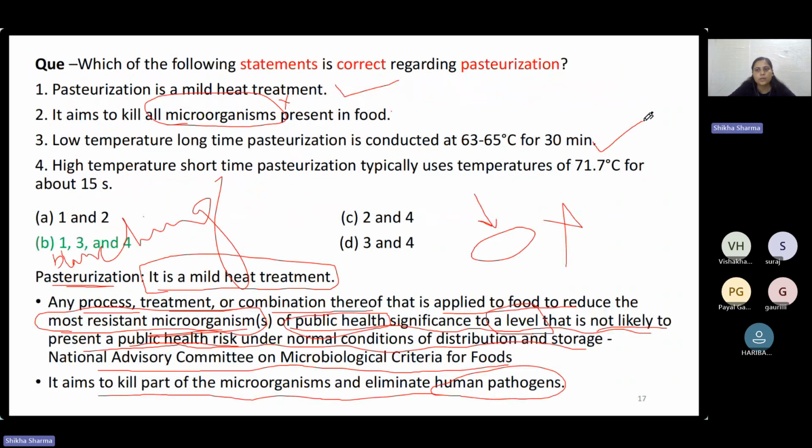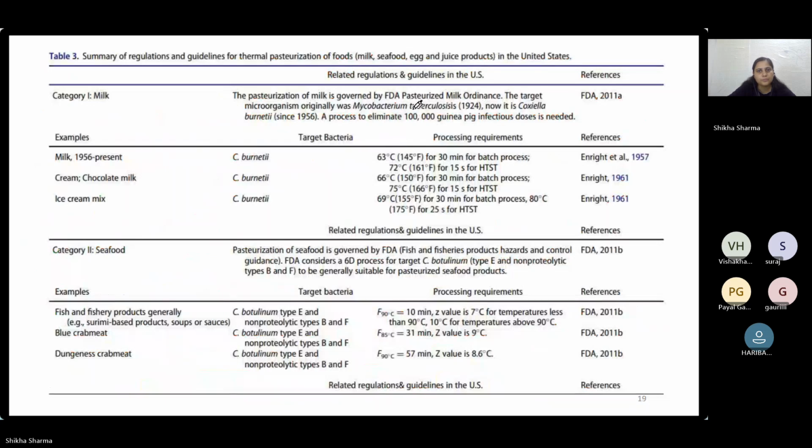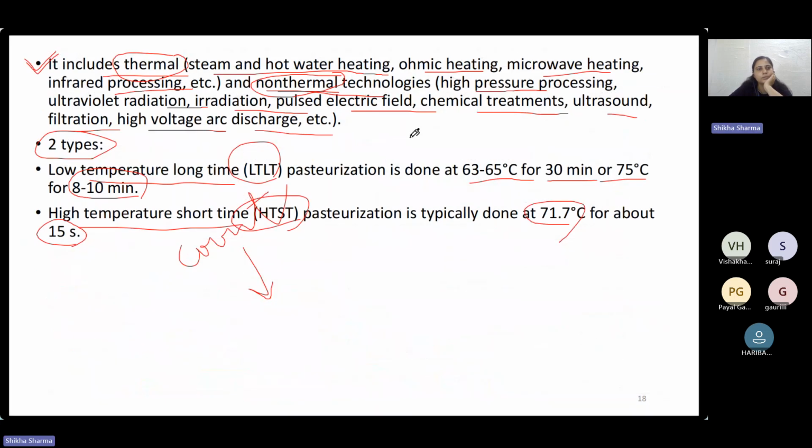So statement 3 is also correct and statement 4 is also correct. So B is correct. Only statement 2 is not correct. All are correct. Is this question clear till now?